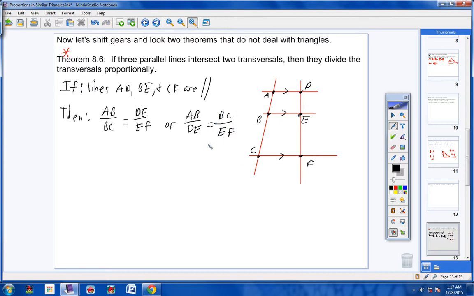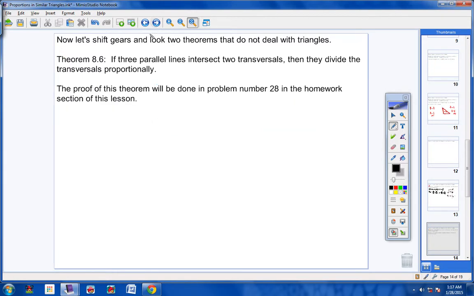Okay, so there it is. Take a second to finalize your notes. I'll be going on in just a minute. If I'm going too fast, just have the teacher pause the video. But if I have three parallel lines cut by two transversals, then this proportion or this proportion is correct. Okay, alright, now you're going to prove this theorem in problem number 28 in the homework section of this lesson later, okay? So contain your excitement there.